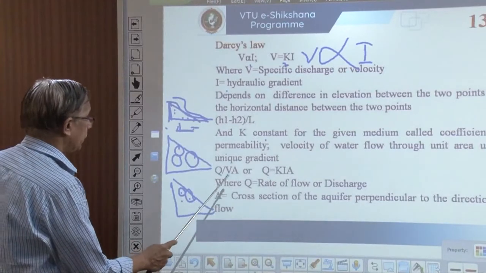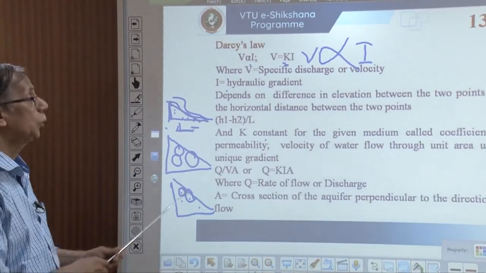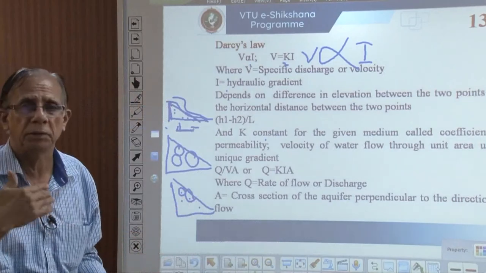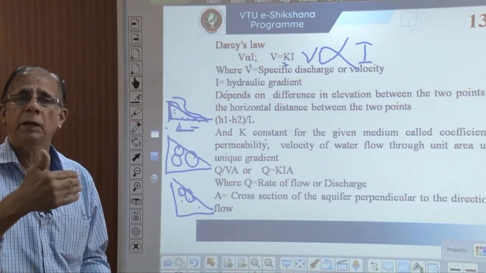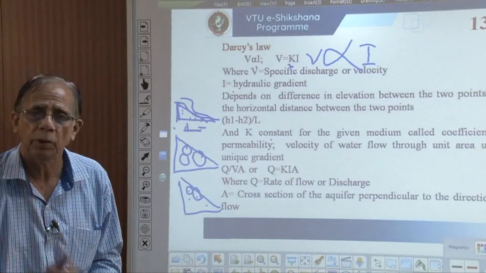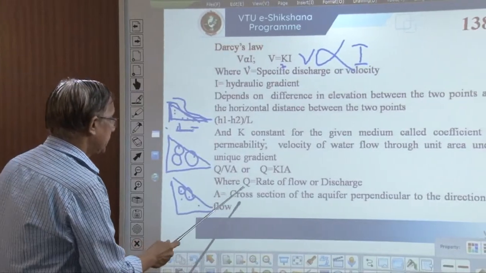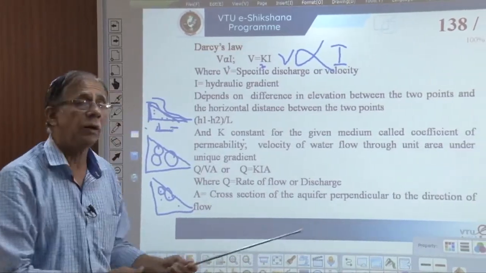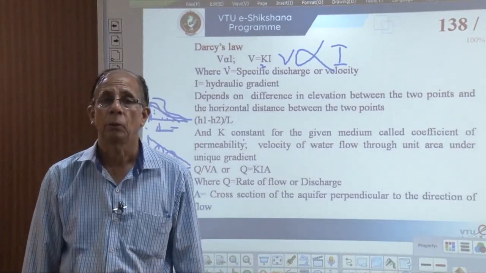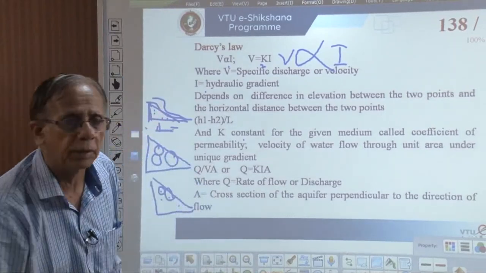Now, Q is the quantity of water that I can discharge, I can get from an aquifer. What does it depend on? Q is the rate of flow or discharge from a well. What is the discharge we get from your well?